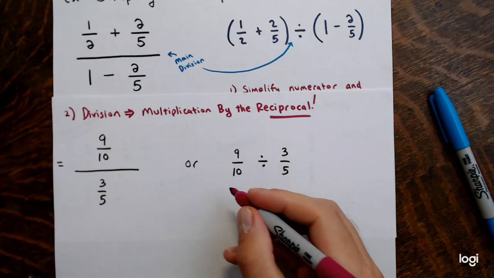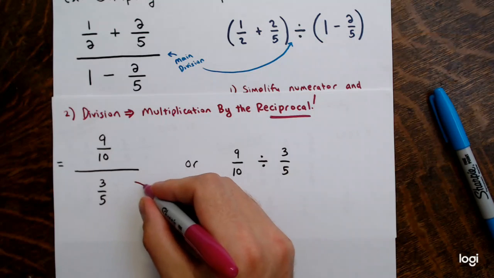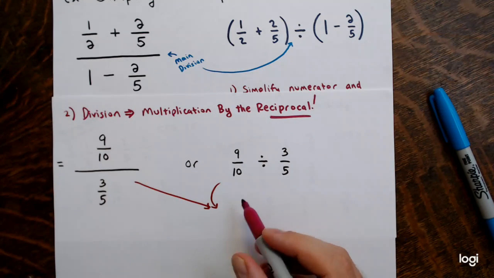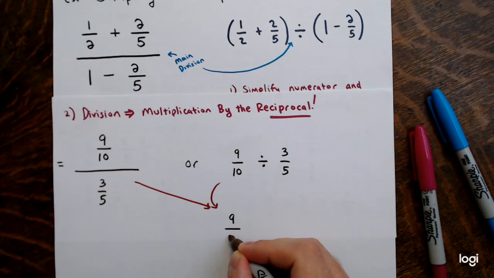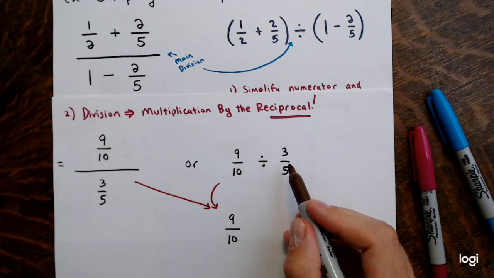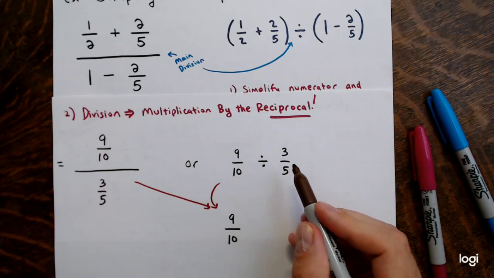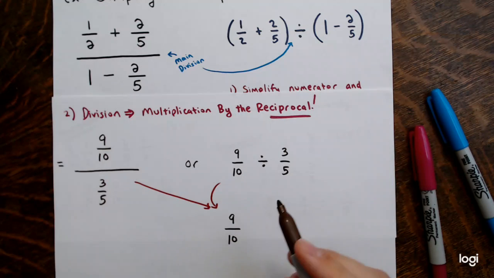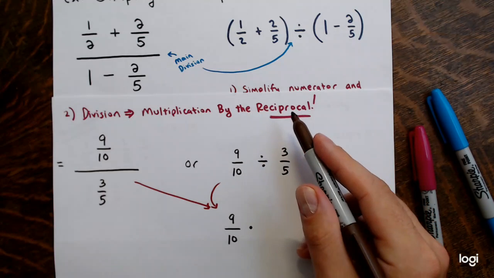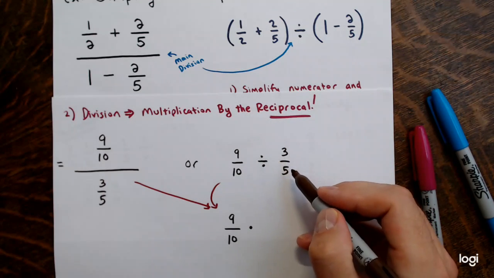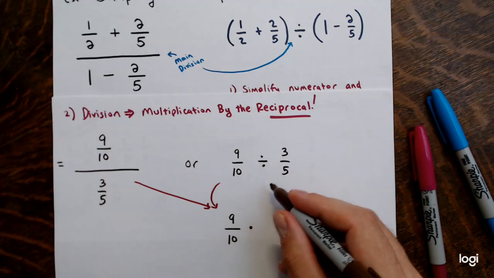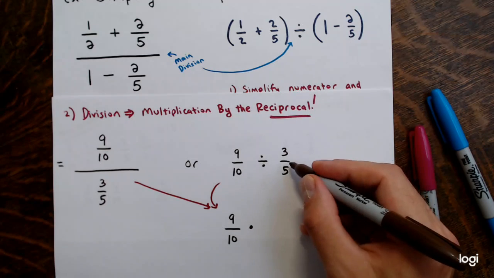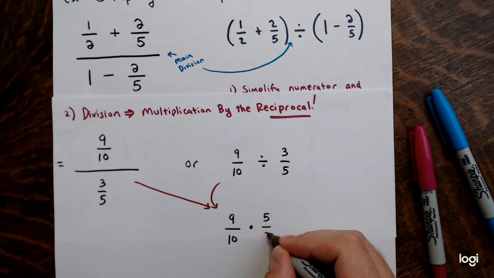Both of these mean the same. This is the same thing as 9/10. The numerator doesn't change. It's the division by the denominator that changes. Dividing by 3/5 is the same thing as multiplying by the reciprocal of 3/5. Remember, the reciprocal of a fraction is just flip it over: numerator becomes denominator, denominator becomes numerator. So divided by 3/5 is the same thing as times 5/3. Okay.